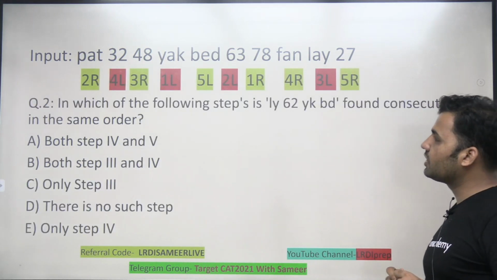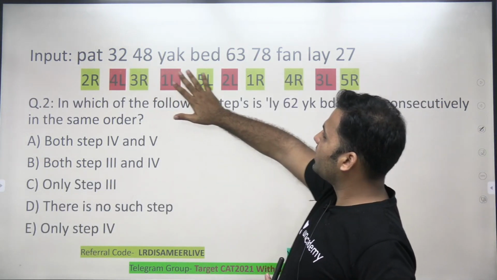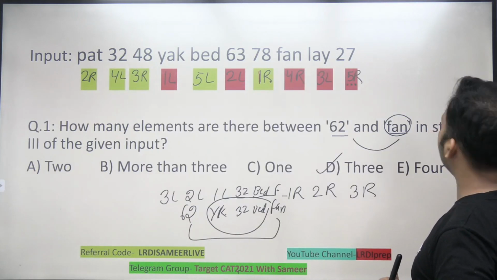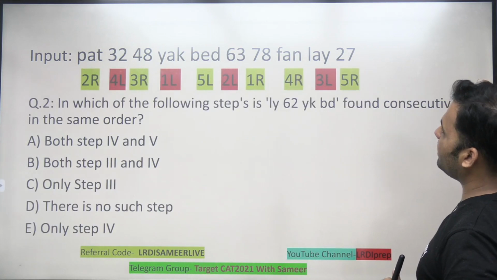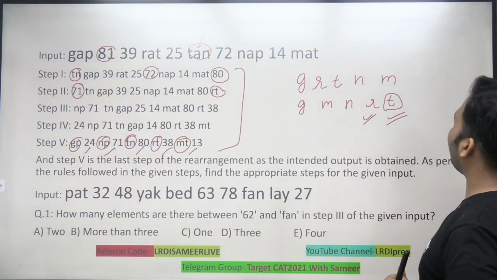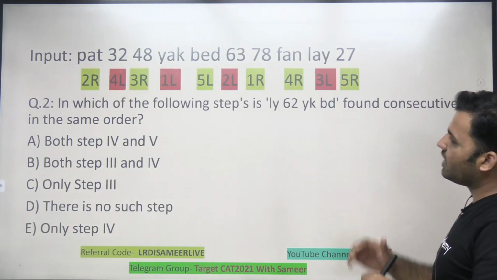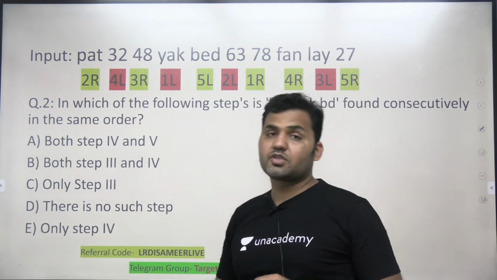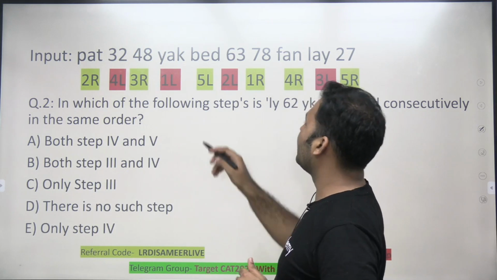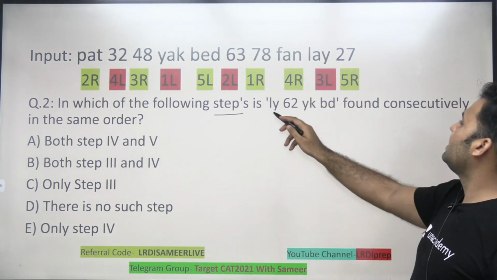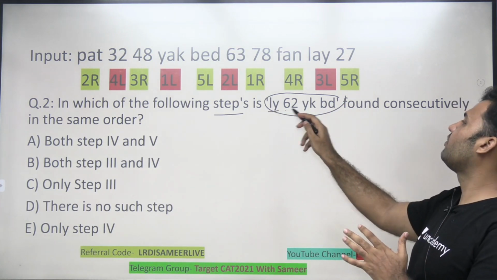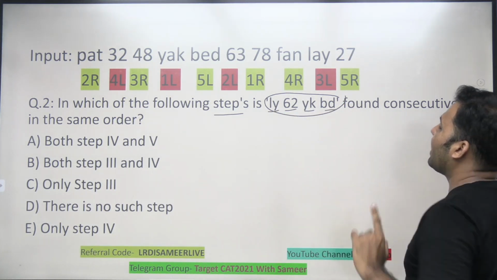Now, look at the next question: in which of the following steps are these words found consecutively in the same order? I have written the elements as they are, and using the ranking method I have already given them the ranks: 2R, 4L, 3R, 1L, 5L, 2L, 1R, 4R, 3L, 5R. I have already discussed the approach of ranking with you, and with this ranking the question becomes very easy. That means I'm looking for the step where all these elements are arranged together.